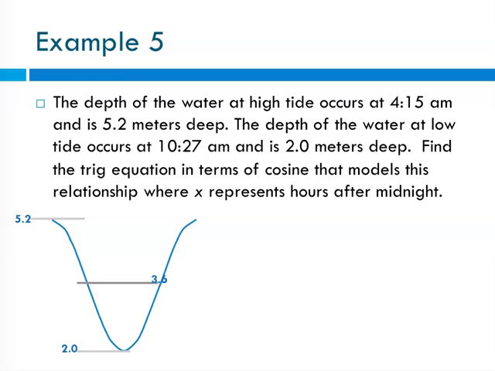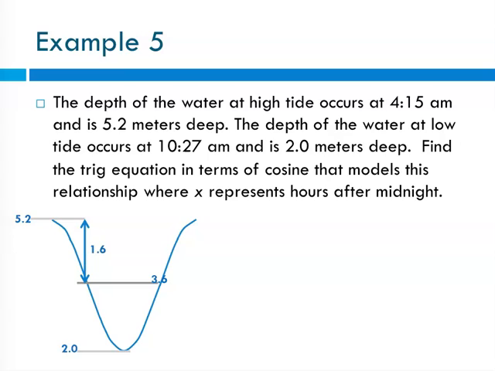Okay. Now, from here, we want to say that the amplitude, half that distance, is going to be 1.6. Now how do we get that? Well, between 5.2 and 3.6, you do 5.2 minus 3.6, and that gives you the difference of 1.6. Another way you could do it is 5.2 minus 2, that's 3.2, and take half of that distance, that's 1.6.